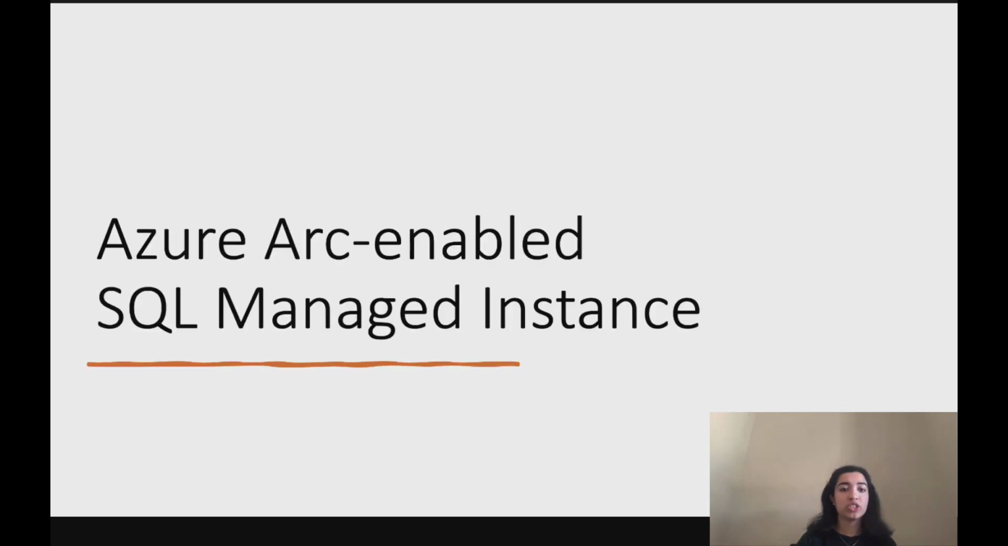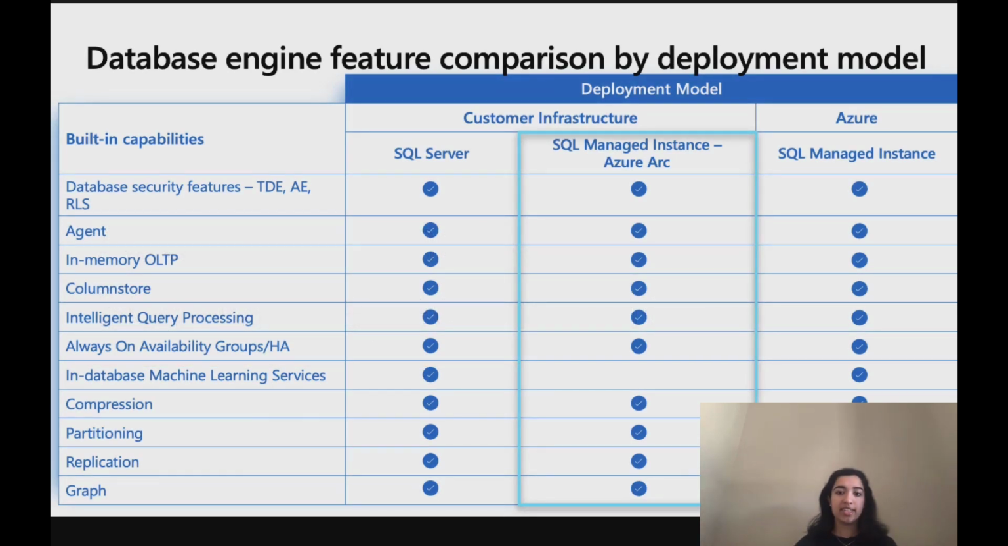Now let's take an in-depth look at one of the two engine offerings, which is Azure Arc-enabled SQL Managed Instance. The second offering is Postgres, but we'll go into depth on Managed Instance today, and we'll talk about what you're getting with SQL MI. In this slide, I have a feature comparison for SQL Server across all of the different setups. In the leftmost column is all of your built-in capabilities, like database security features, column store, intelligent query processing, partitioning, replication, and so on and so forth.